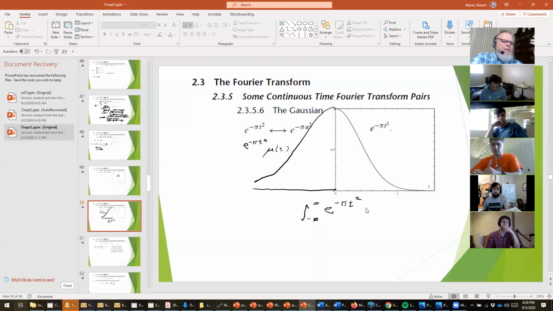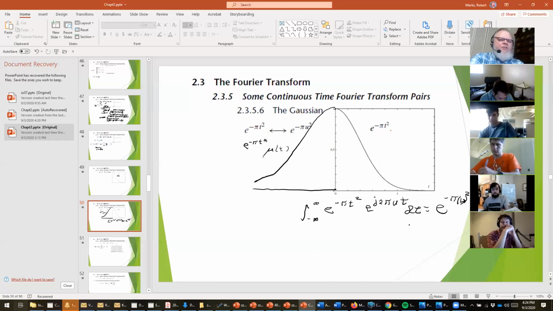Here's the thing. This is e to the j 2 pi. That's equal to e to the minus pi u squared. Does that make sense? So the integral is from minus infinity to infinity. I don't know why I put parentheses around the u. I felt very protective today. But that's the Fourier transform that we're talking about. Notice something interesting here.